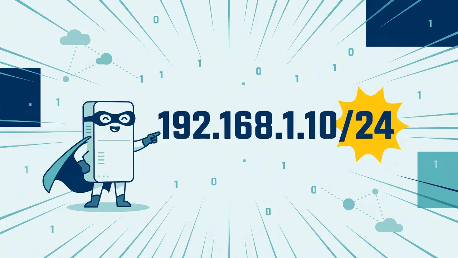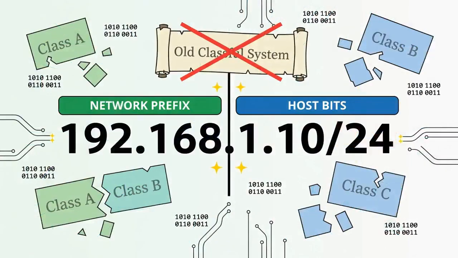CIDR notation is the shorthand every network engineer uses to describe both an address and its network size in one compact expression. Take 192.168.1.10/24. That trailing /24 is doing real work, telling routers exactly how many leading bits identify the network. CIDR stands for classless interdomain routing, and it replaced the old rigid classful system where addresses were forced into fixed A, B, and C buckets.